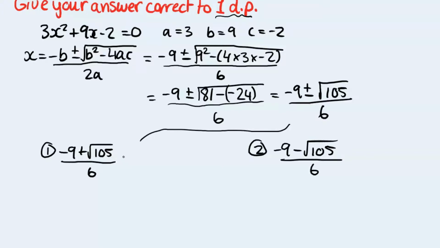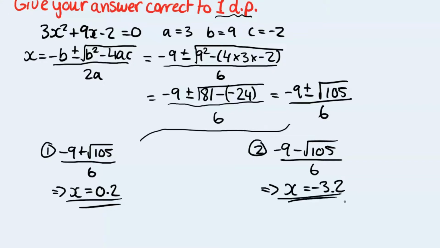So what we want to do is just pop this into a calculator, and this is what we get. So minus 9 plus root 105 all over 6 will give us x is equal to 0.2. And then the second one, minus 9 minus root 105 all over 6, will get us x is equal to minus 3.2. So just be careful that you remember to put it at one decimal place. Okay, doke?